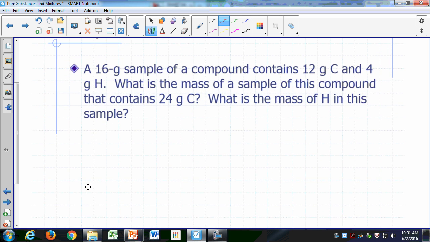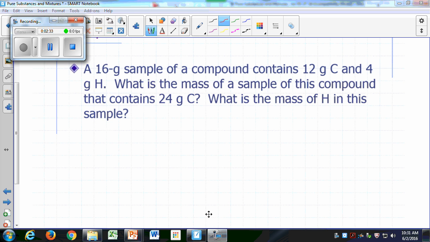A 16-gram sample of a compound contains 12 grams carbon and 4 grams hydrogen. What is the mass of a sample of this compound, if that sample contains 24 grams of carbon? What's the mass of hydrogen in this sample? I'm going to pause. Okay. So you said that it's going to be 8 grams hydrogen and 32 grams overall. Why?